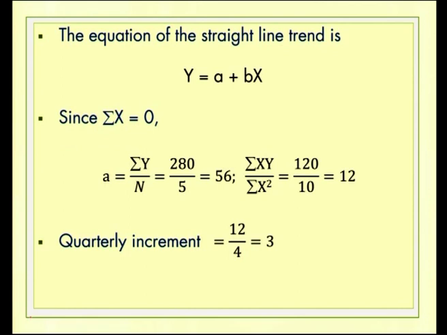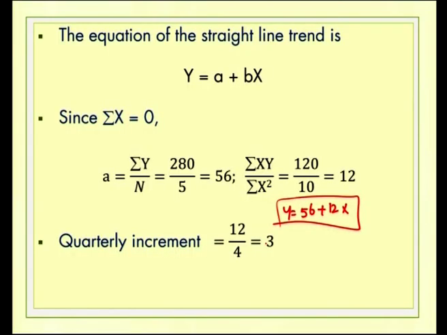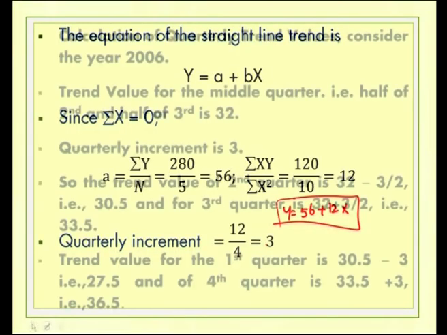First of all, the trend equation is y is equal to 56 plus 12x. This is not going to help you for finding trend values in this case. Since the data is given in terms of quarters, we have to use the quarterly increment only, that is 12 divided by 4, which is equal to 3.